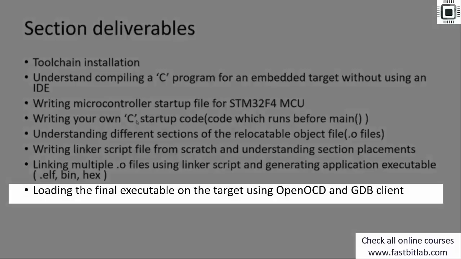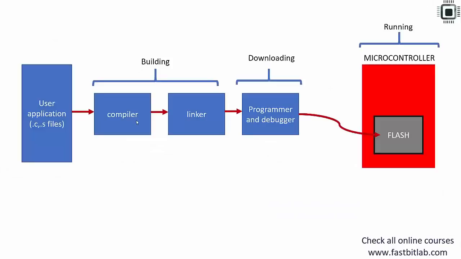And after that, finally, we are going to explore loading the final executable on the target using OpenOCD and GDB client. So all these things we are going to do without using any IDE. Everything we are going to write from scratch. We are going to write linker script from scratch, the startup file, and after that we are going to use command line tools to compile, link, and generate the binary, and after that transfer the binary from host to target machine by again using the command line tools given by OpenOCD and GDB.